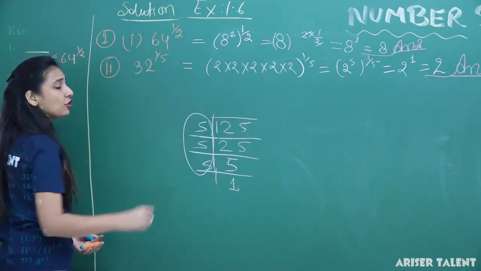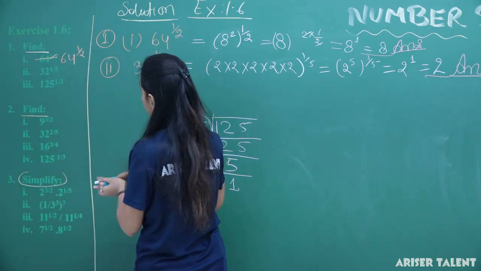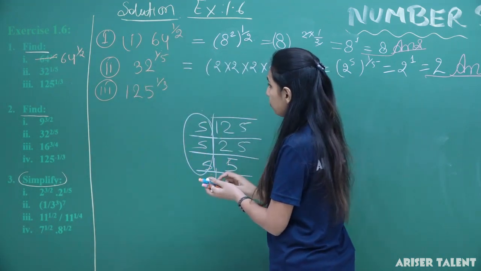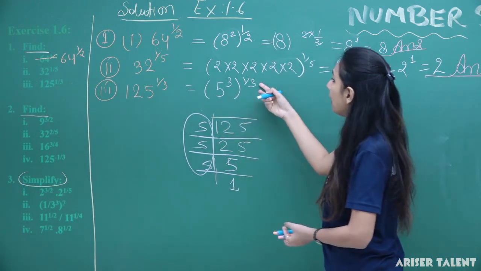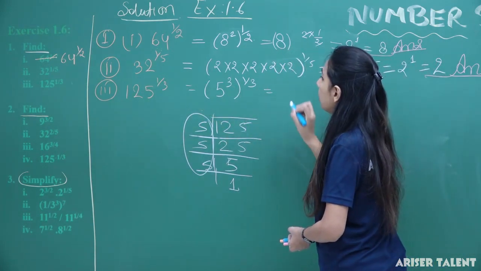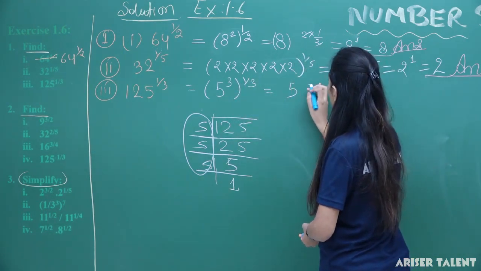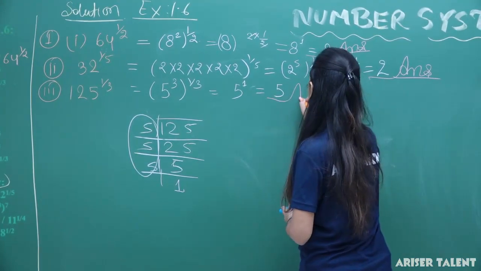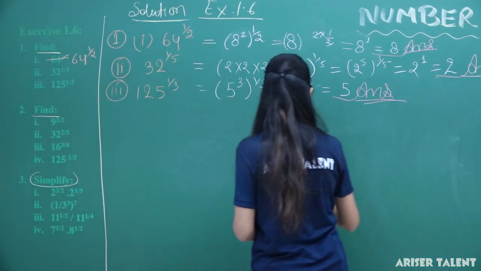So what are we getting? 5 raised to power 3. 5 raised to power 3 is what? 125. Sure? So your third one, 125 raised to power 1 by 3, equals 5 raised to power 3, whole raised to power 1 by 3. The powers 3 and 1 by 3 cancel, so that will be simply 5 raised to power 1, and that is 5, which is our answer. Understood? So it is very easy, right?